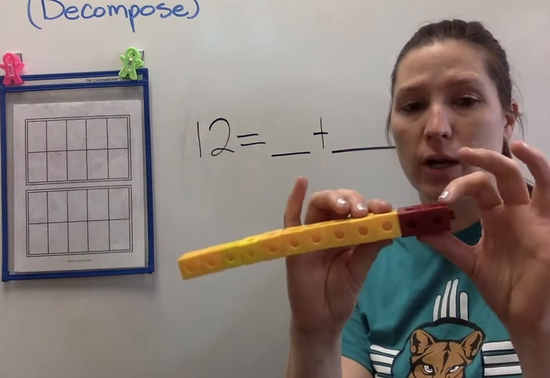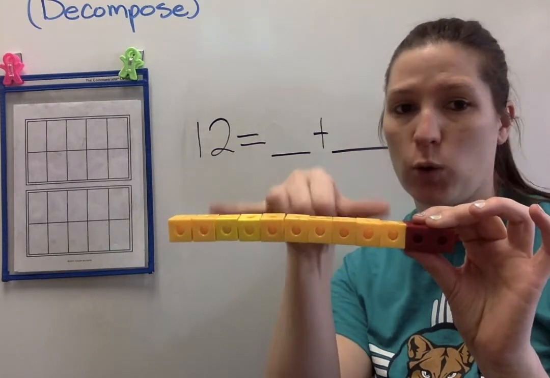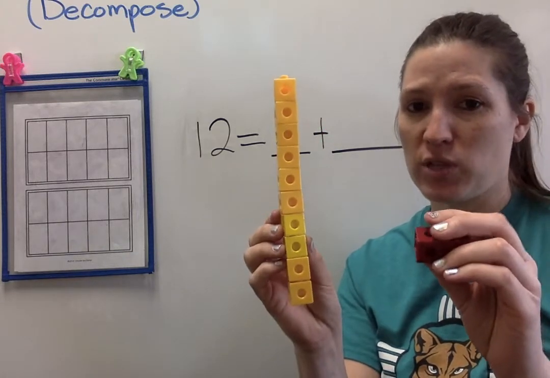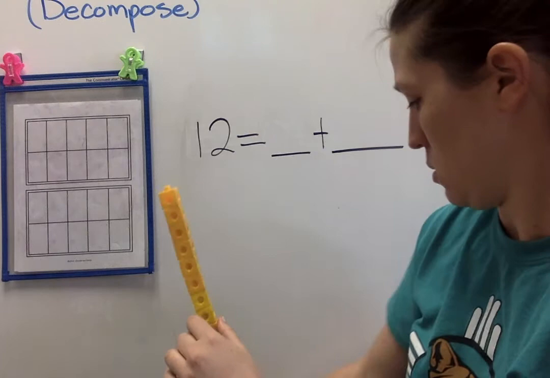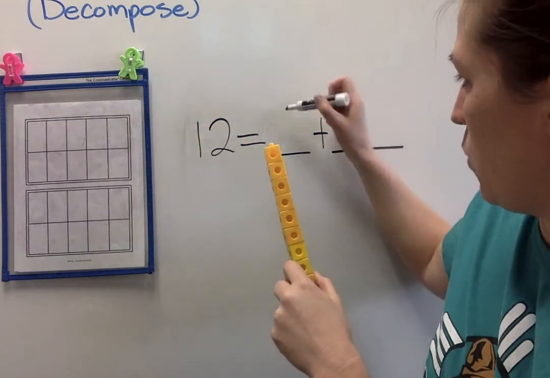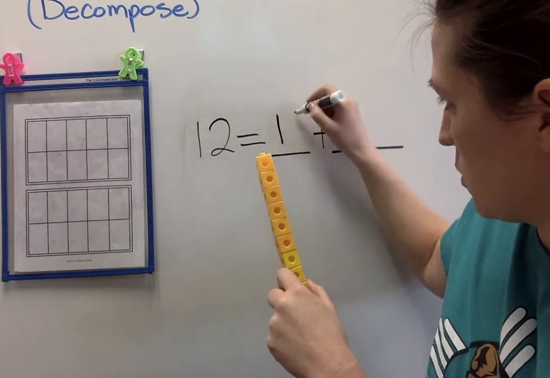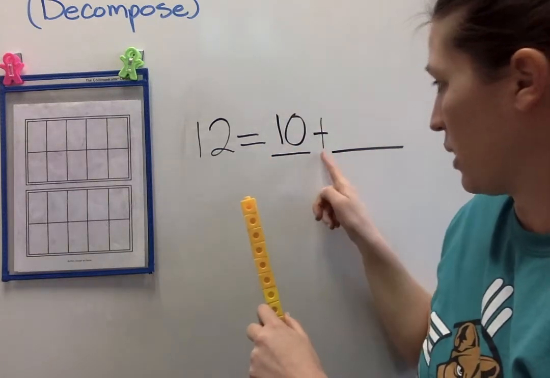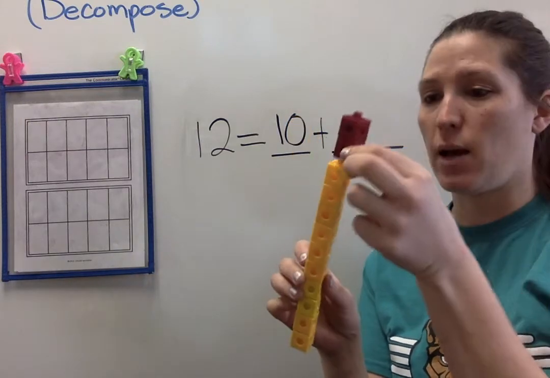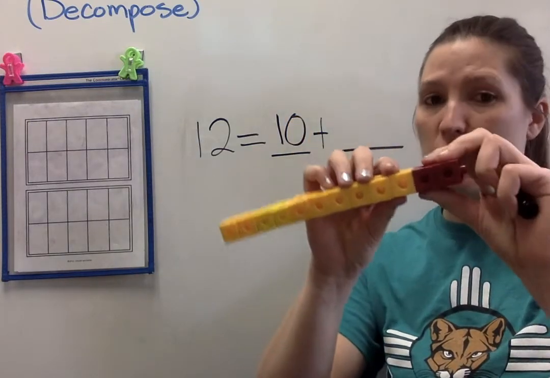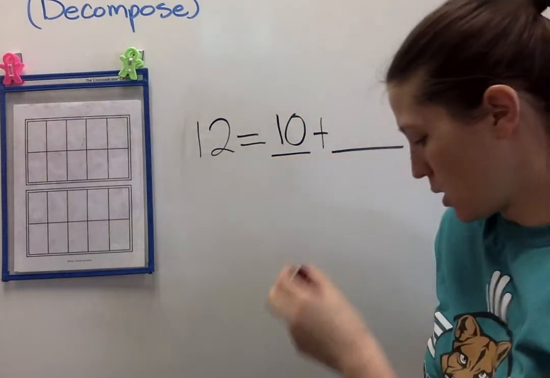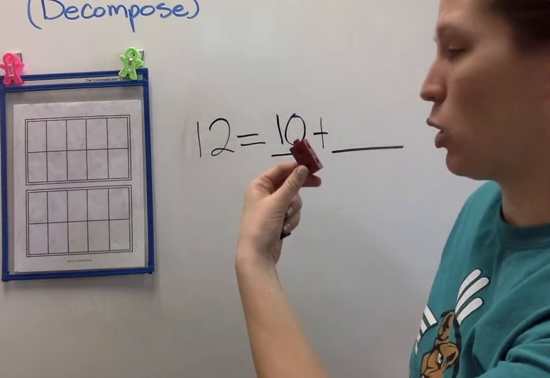So I'm going to break it apart at the different colors because I want to keep my group of 10 together. I decomposed it into a group of 10, a group of 10 ones, oops, plus my group of 2. I made 12, I decomposed it, I have my two groups, a group of 10 plus a group of 2.